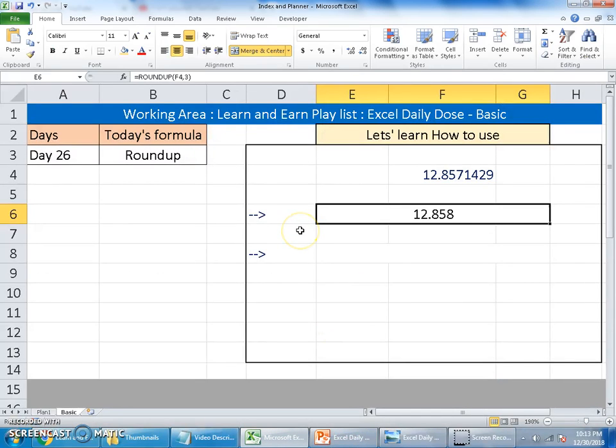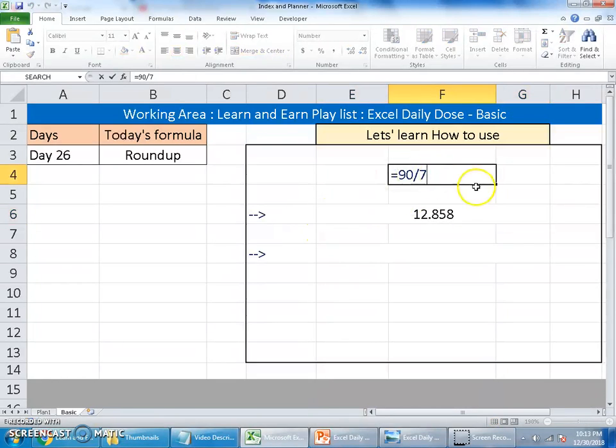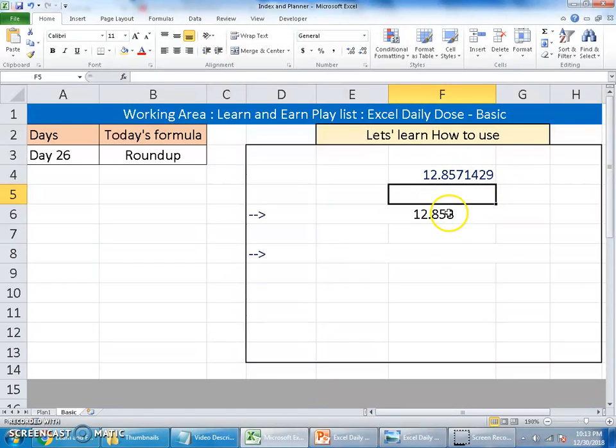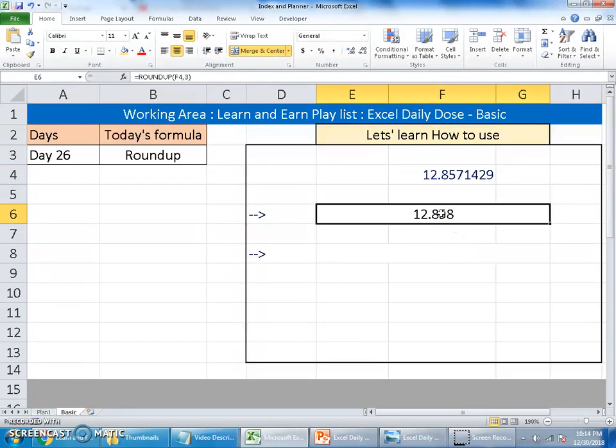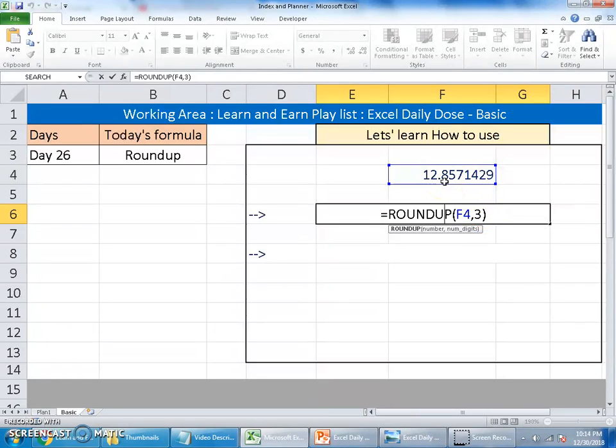On this roundup function, again it is a mathematical function which helps us to round the decimal points of a calculation. I have a calculation here which is 90 by 7, resulting in 12.85714, but I don't want so many numbers to be shown. Either I can do cell formatting using the format. I can just go to number in the format and choose how many decimal points I need, or Excel also has an inbuilt function, RoundUp, which will help us to round the number, the calculation we are looking at.